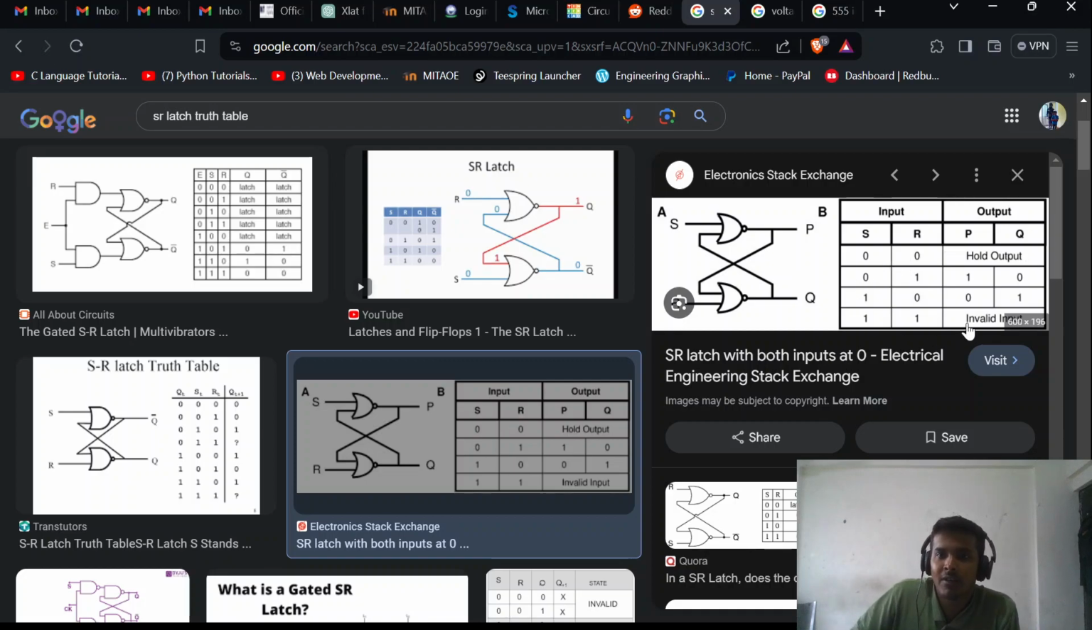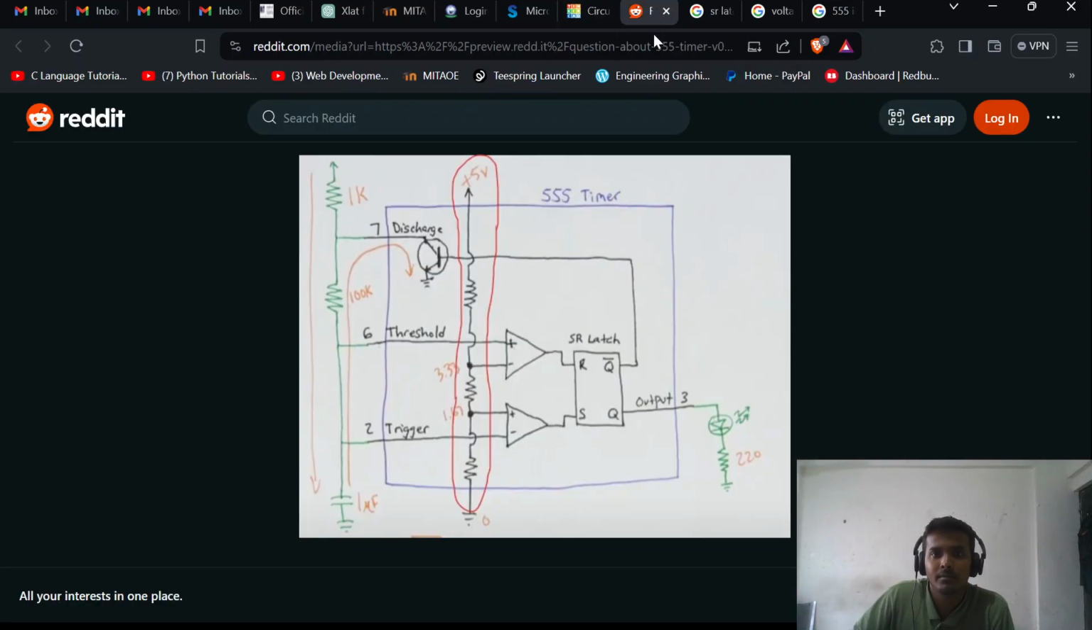And 1 1 is invalid input. We can't predict what is going to happen if you give 1 1. We cannot predict whether Q is going to be 1 or Q is going to be 0. We can't know. So that's why it's called invalid input. Okay, so this is all the SR latch.